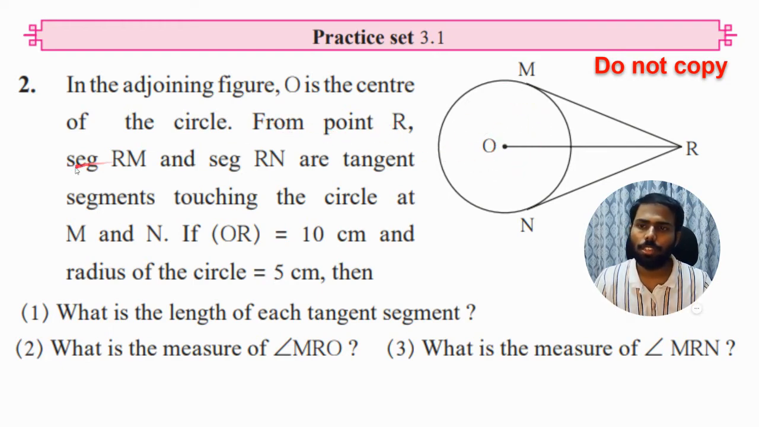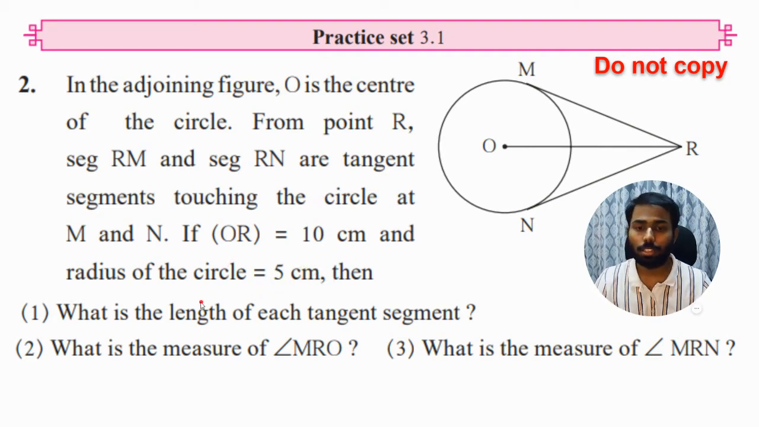From point R, seg RM, seg का full form क्या है? Segment. So segment RM and segment RN are tangent segments. तो ये जो RM है और RN है, ये दोनों tangents हैं to this circle. They are touching the circle at M and N. So ऊपर वाला जो tangent है सर्कल को M पॉइंट पे टच कर रहा है. नीचे वाला जो tangent segment है वो पॉइंट N पे सर्कल को टच कर रहा है. Then they have given you OR is equal to 10 centimeters. Okay, the radius is 5 centimeters.